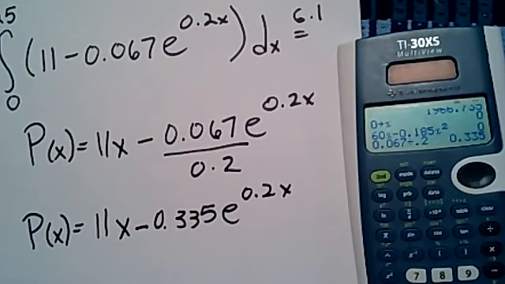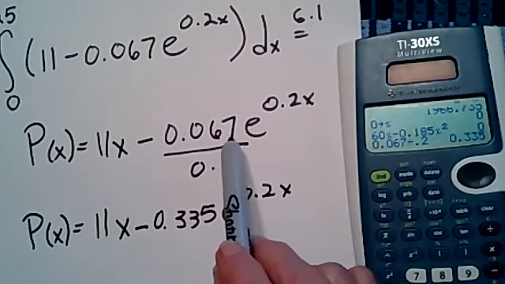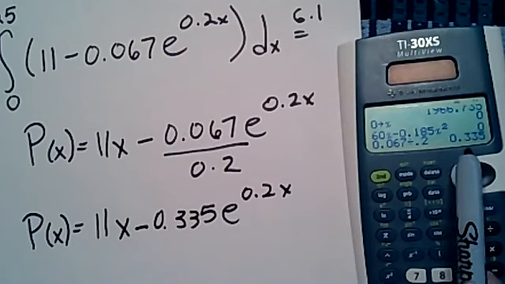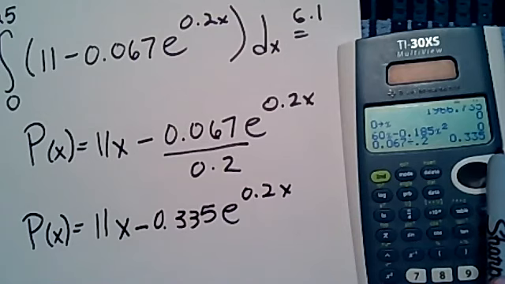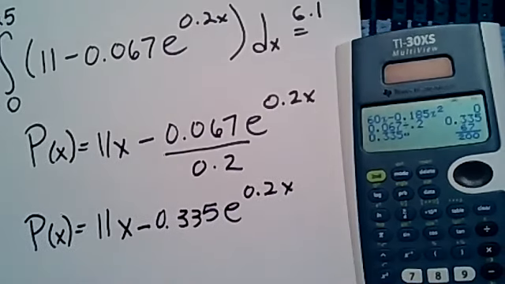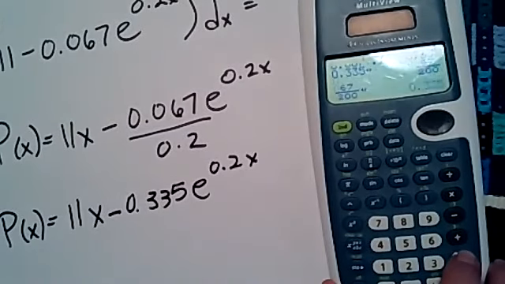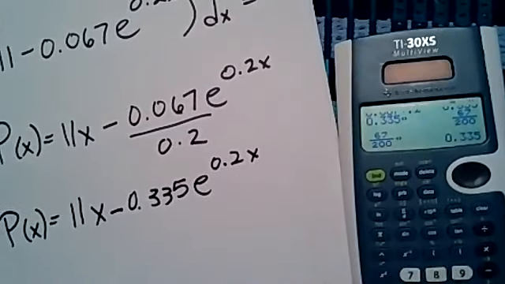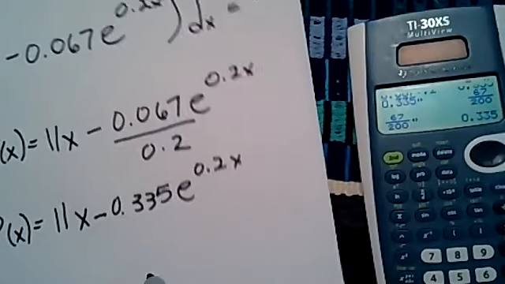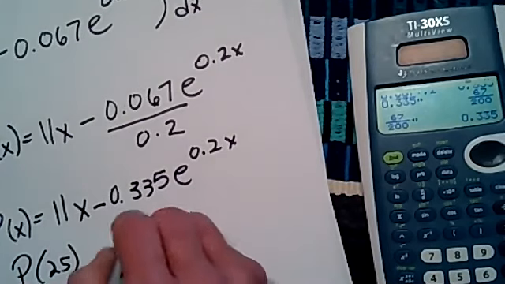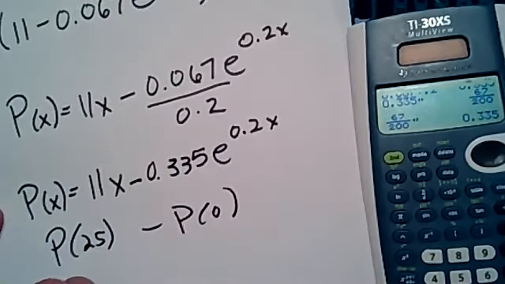I could totally type it in as 0.067 divided by 0.2. That's just easier for me to type in, 0.335. Like I said, if it repeated and went long, you might want to make a fraction out of it, 67/200, by pushing the double arrow button, or you can make it go back to a decimal. That's just easier for me. These are all the same. All right, so I'm going to do P of 25 minus P of 0.